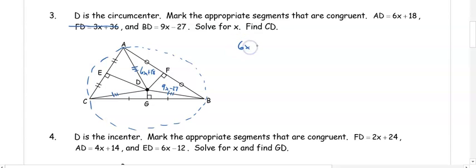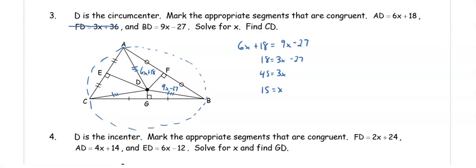So first we know that these two segments are congruent, so 6x plus 18 equals 9x minus 27. So we get 18 equals 3x minus 27. We can add 27 to both sides. 45 equals 3x. When we divide by 3, x is 15. So then to find CD, we are going to pick one of the given segments, AD or BD. So we're going to say that CD is equal to 6 times 15 plus 18. Well, 6 times 15 is 90 plus 18 gets us 108.